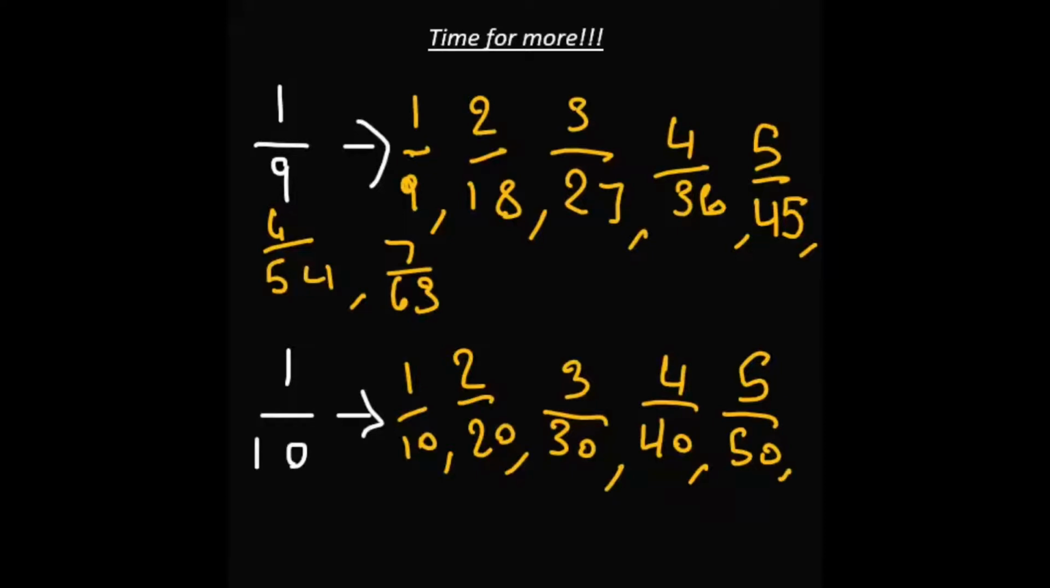Next we have times 6. 10 times 6 is 60. 6 times 1 is 6. Then we have 10 times 7 is 70, and 7 times 1, which is 7. So, this is how you find the equivalent fractions of one fraction.